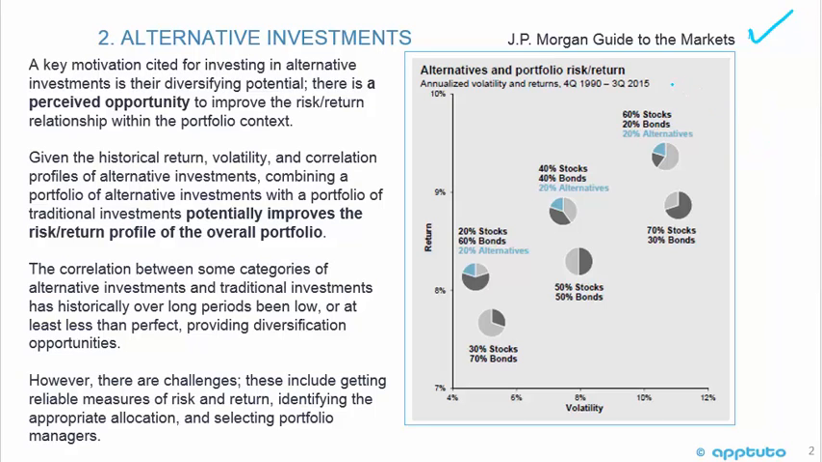And so you can see here, this is exactly what we're talking about. This is our return on the y-axis and our volatility, our risk on the x-axis. And we can see that we have a 30% stock, 70% bond portfolio, 50-50 stock and bond portfolio, and the 70-30 stock bond portfolio. And of course, this would be in the long run with regards to return and risk, okay? And in their guide to the markets, they're then adding some alternative investments at each of the levels.